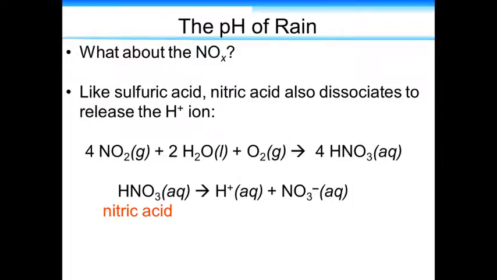We also talked about NOx being formed in combustion reactions. The presence of nitrogen and oxygen forming NO2 can also react with water in the presence of oxygen to form nitric acid, another strong acid. And just like any acid, that molecule can contribute H+ ions, lowering the pH of the rain even further.